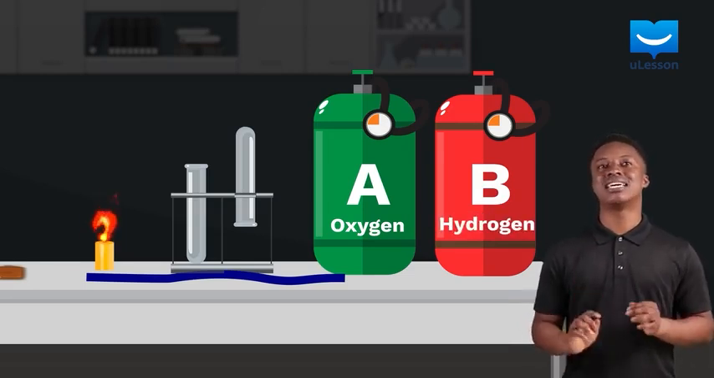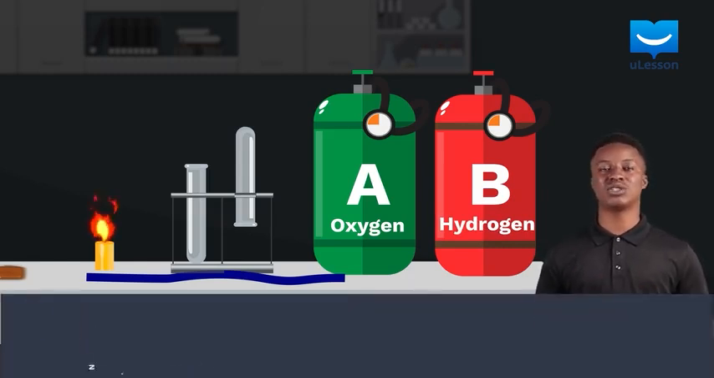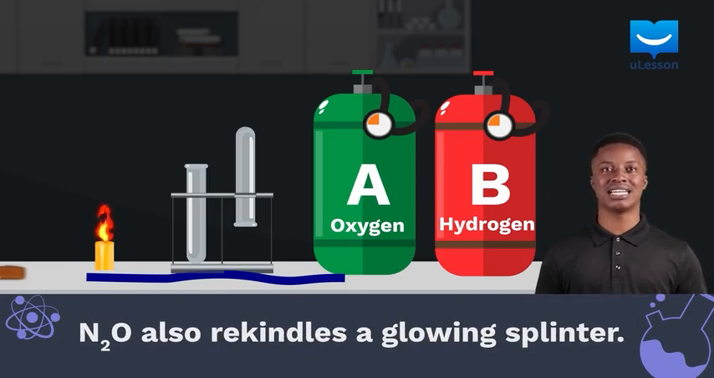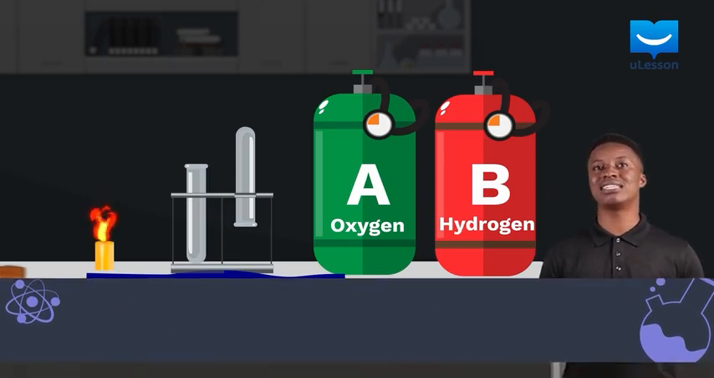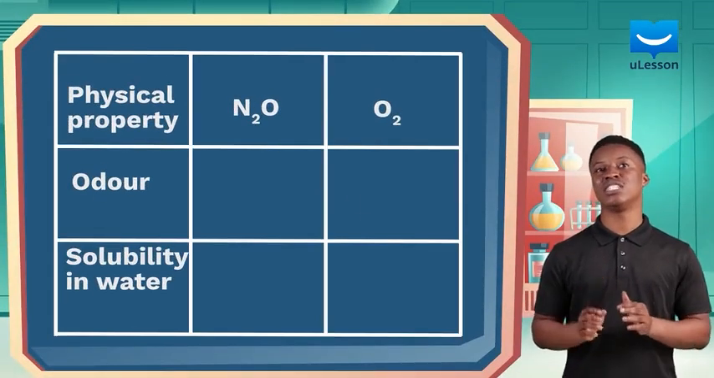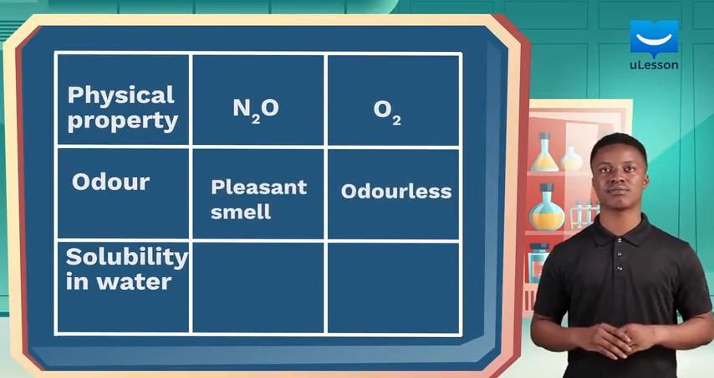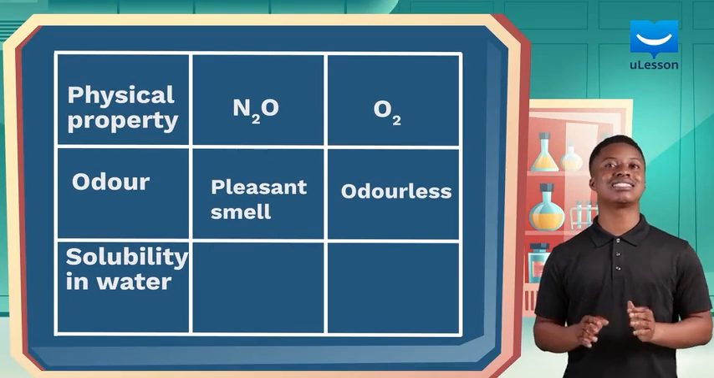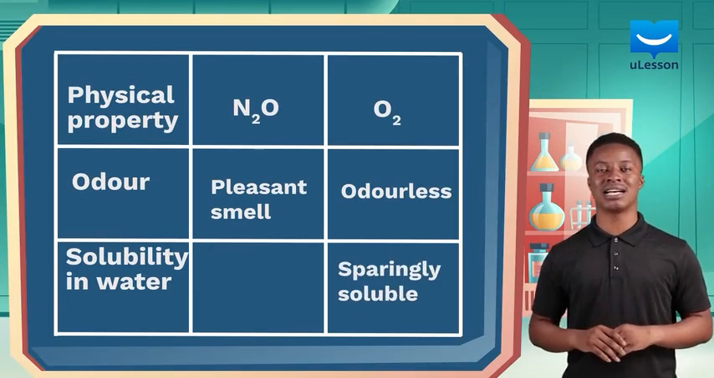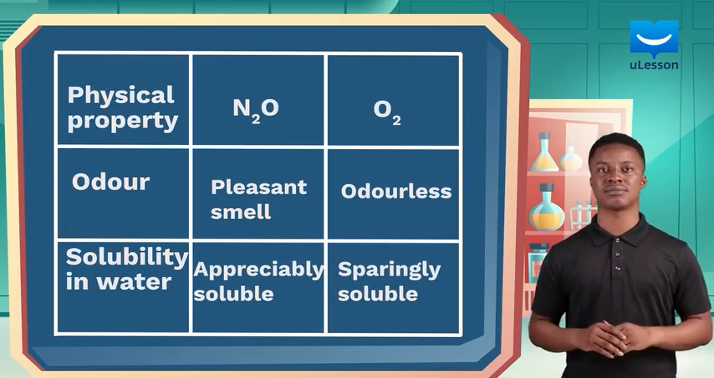Now that we have confirmed that the gas in canister A is oxygen gas, it is worth mentioning that dinitrogen(I) oxide gas also rekindles a glowing splinter. However, we can distinguish both gases by their physical properties. For example, while oxygen gas is odorless, dinitrogen(I) oxide gas has a pleasant smell. Also, while oxygen gas is only sparingly soluble in water, dinitrogen(I) oxide gas is appreciably soluble in water.